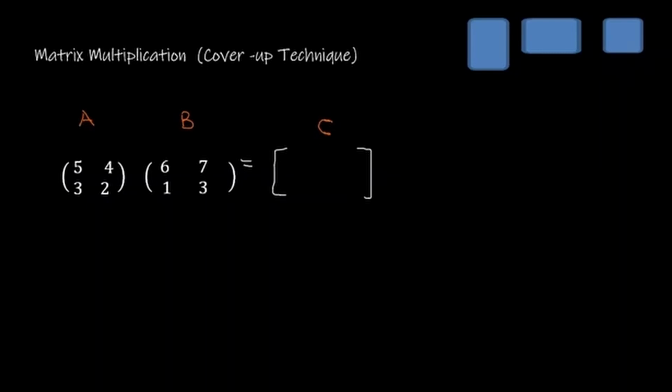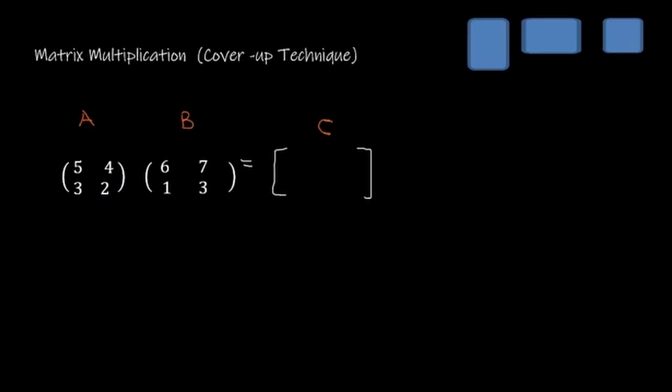Okay, so what I want to do here is to recommend a technique that you should use when you're doing matrix multiplication. Why am I recommending this technique? Well, most people can do matrix multiplication, but it's easy to make errors. So what I've discovered is that if you were to hide the elements that you're not using, it makes life a little easier. You make fewer errors. So let me show you what I mean.